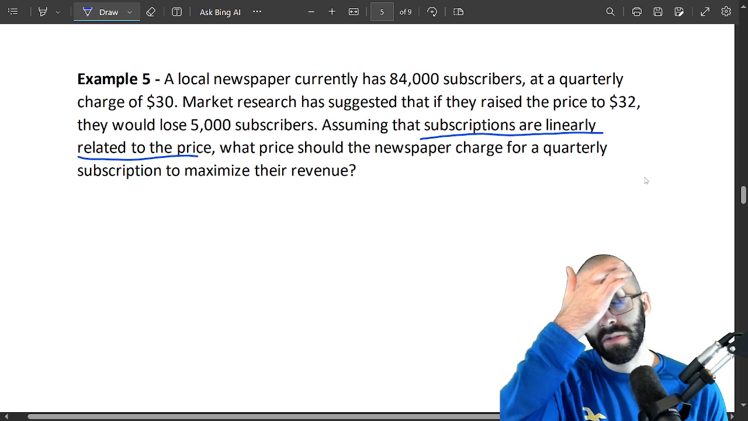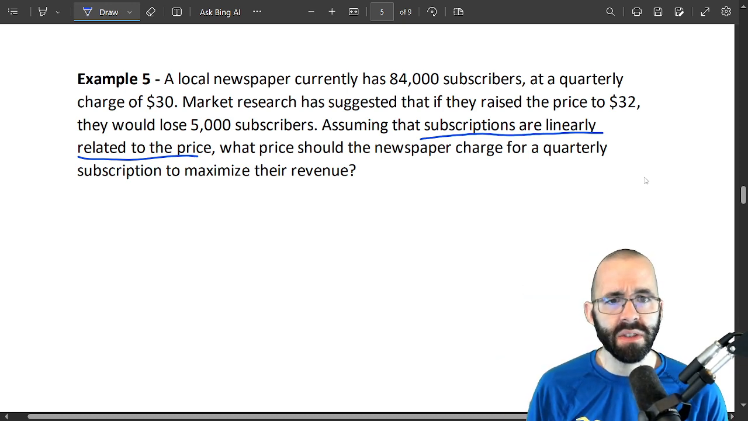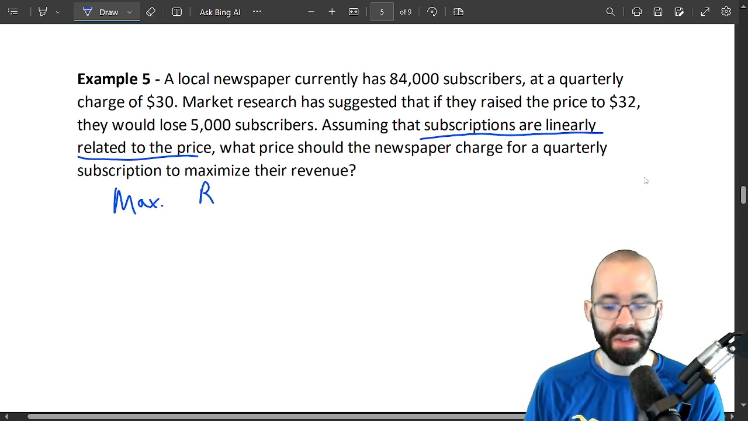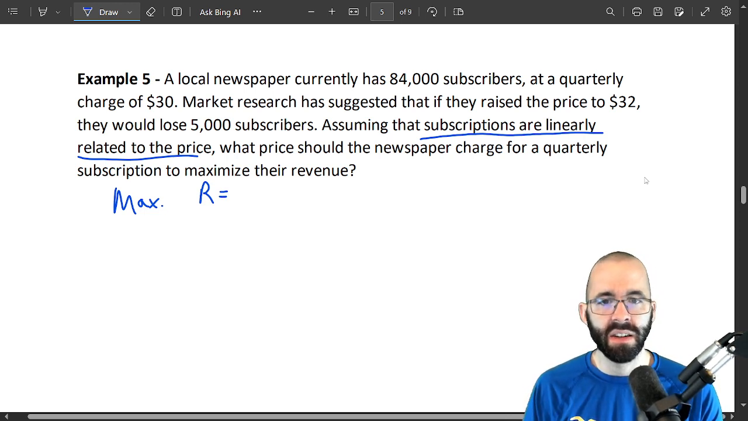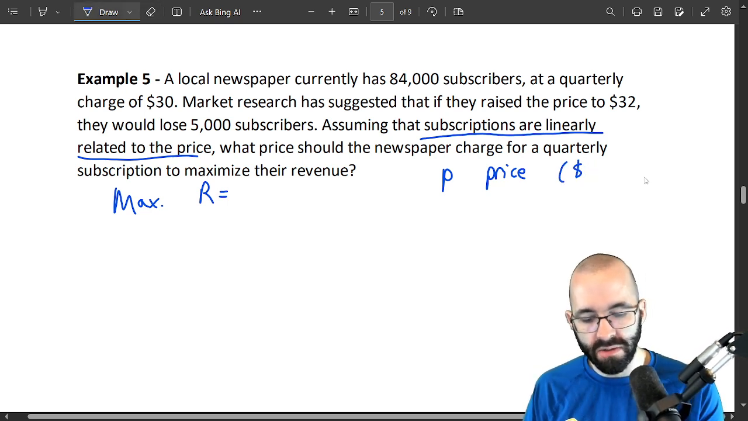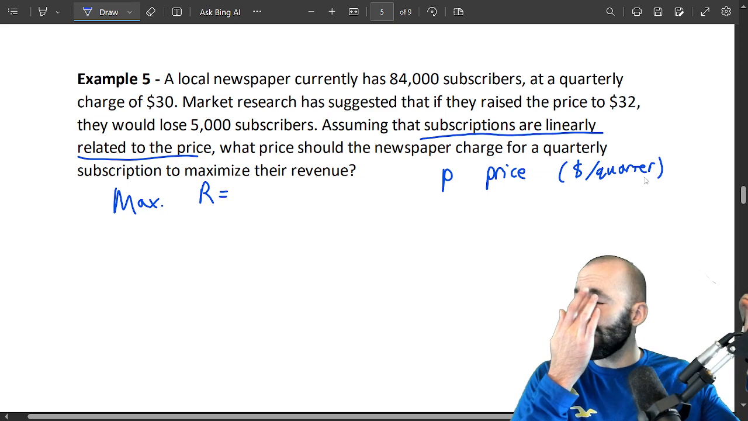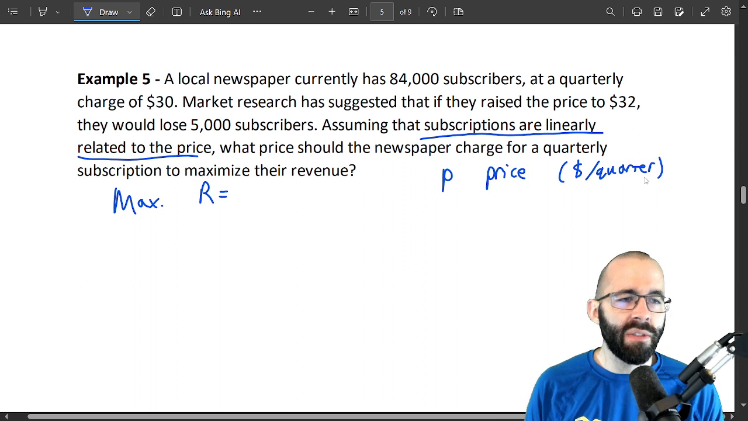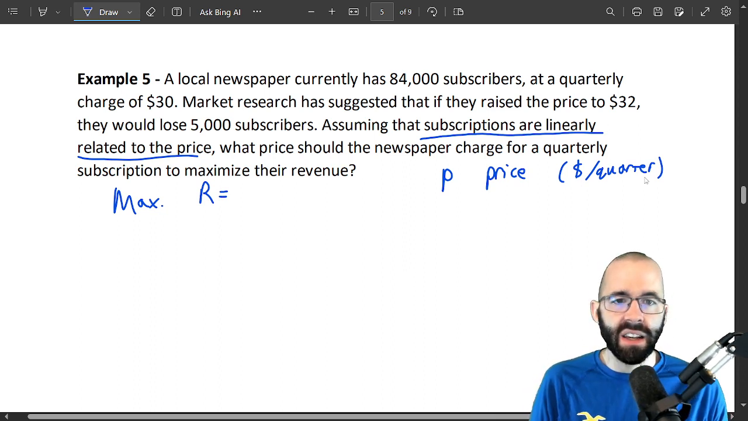What variables do we have? What are we trying to maximize? How do we solve this problem? We're trying to maximize the revenue. What's the revenue? I don't know. What are our variables? What price should they charge? Oh, okay. So let P be the price in dollars. Really dollars for a quarter subscription. And then, so what is the revenue then? It's going to relate to the price, right? Whenever we're selling something, the revenue is just what are we charging and how many are we selling?